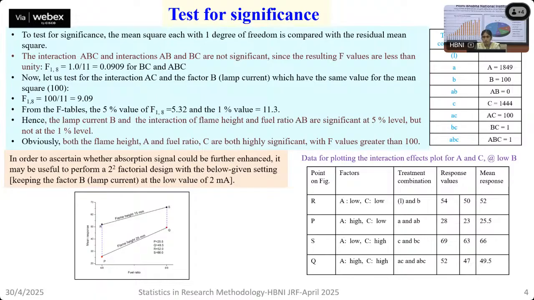Then when we keep the A factor, that is flame height, at high level, the treatment combination which will be giving the response will be A and AB. Similarly, when we keep the fuel to oxidant ratio high, that is the C factor high, then the treatment combination corresponding to this high fuel ratio contribution will be C and BC. Similarly, the point Q can also be described in terms of the treatment combination, and the measured response for an example calculation is shown over here, and their mean value is as usual calculated.